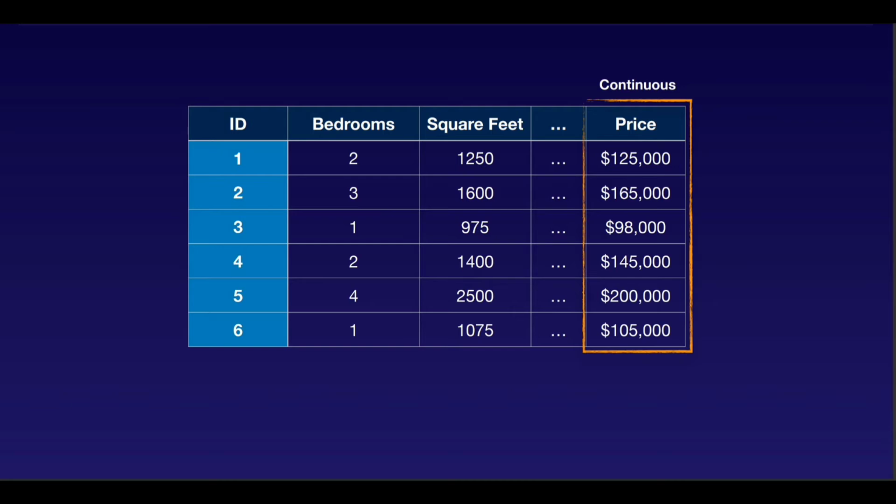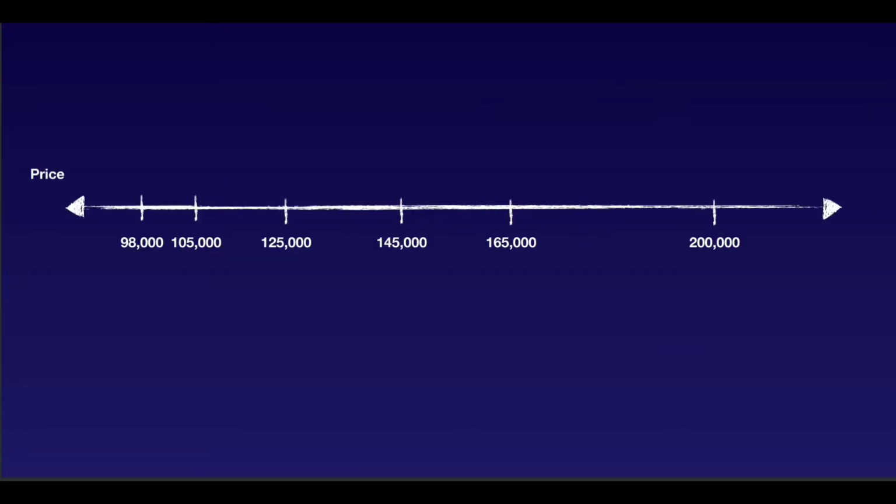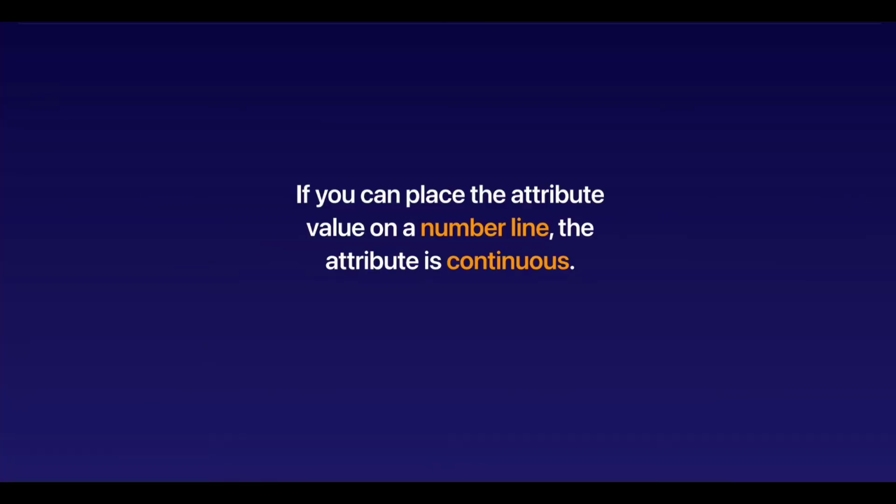The prices of these homes don't fit into a specific group, and you can think about these prices going to the dollar, to the penny, to the tenth of a penny, to the hundredth of a penny, etc. And remember, if we can fit the value on a number line, then these are going to be continuous features.